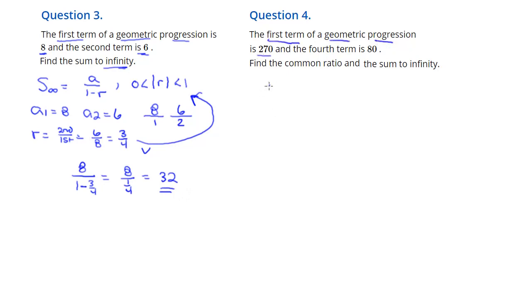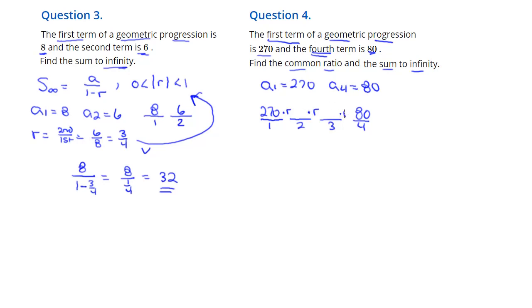Now the next one: the first term is 270, and the fourth term is 80. So we've got to figure out r and then figure out the sum to infinity. There are a couple of different approaches to this. One is to lay it out. They're pretty close together, so it shouldn't be too hard. We've got the first and the fourth.